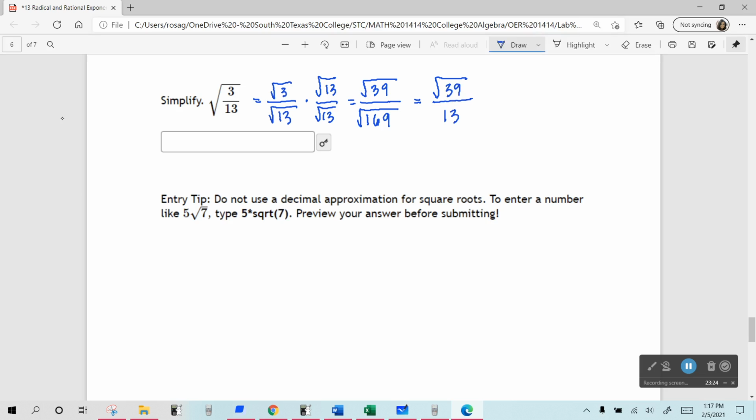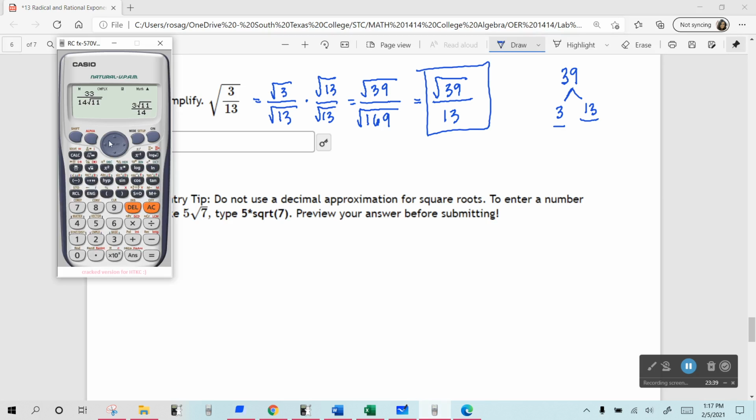And then that's it. Now, before I say it's the answer, the 39 looks very tricky. I would want to check to make sure there's no pairs. But you can see here 3 and 13 are prime. So, yeah, this would be the answer.